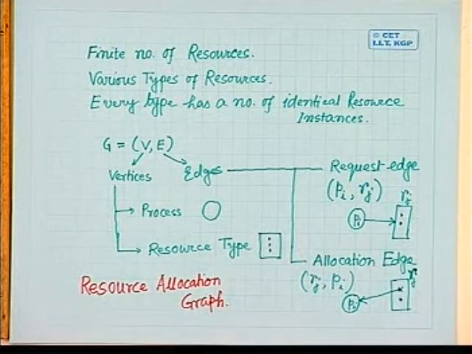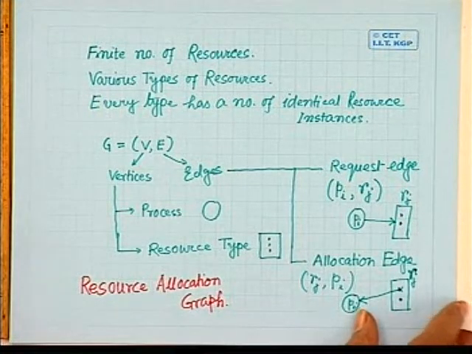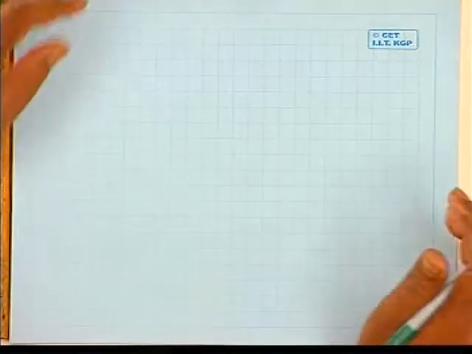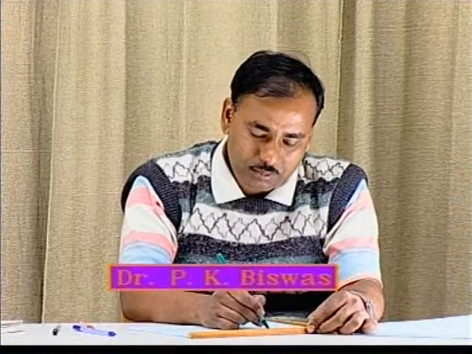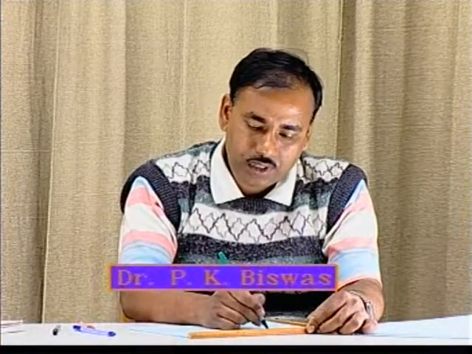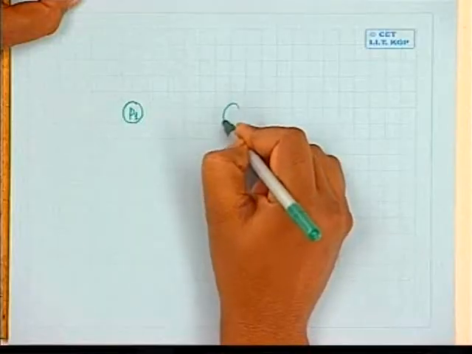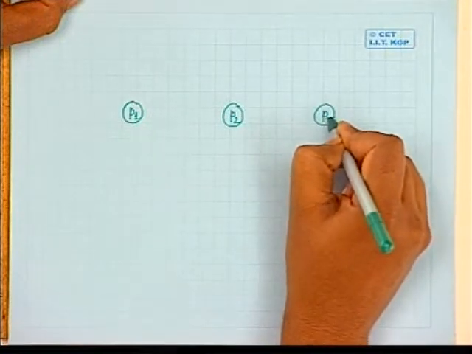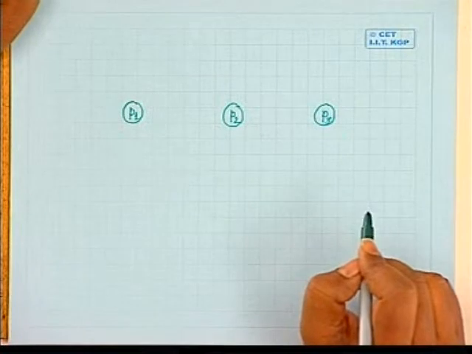Okay. And we can describe a deadlock situation with the help of a resource allocation graph. Now let us take a particular resource allocation graph and see how it leads to the deadlock situation. So suppose at a particular instant of time in a system we have three processes, and let us say the processes are P1, P2 and P3. So this is the resource allocation graph that we are discussing.